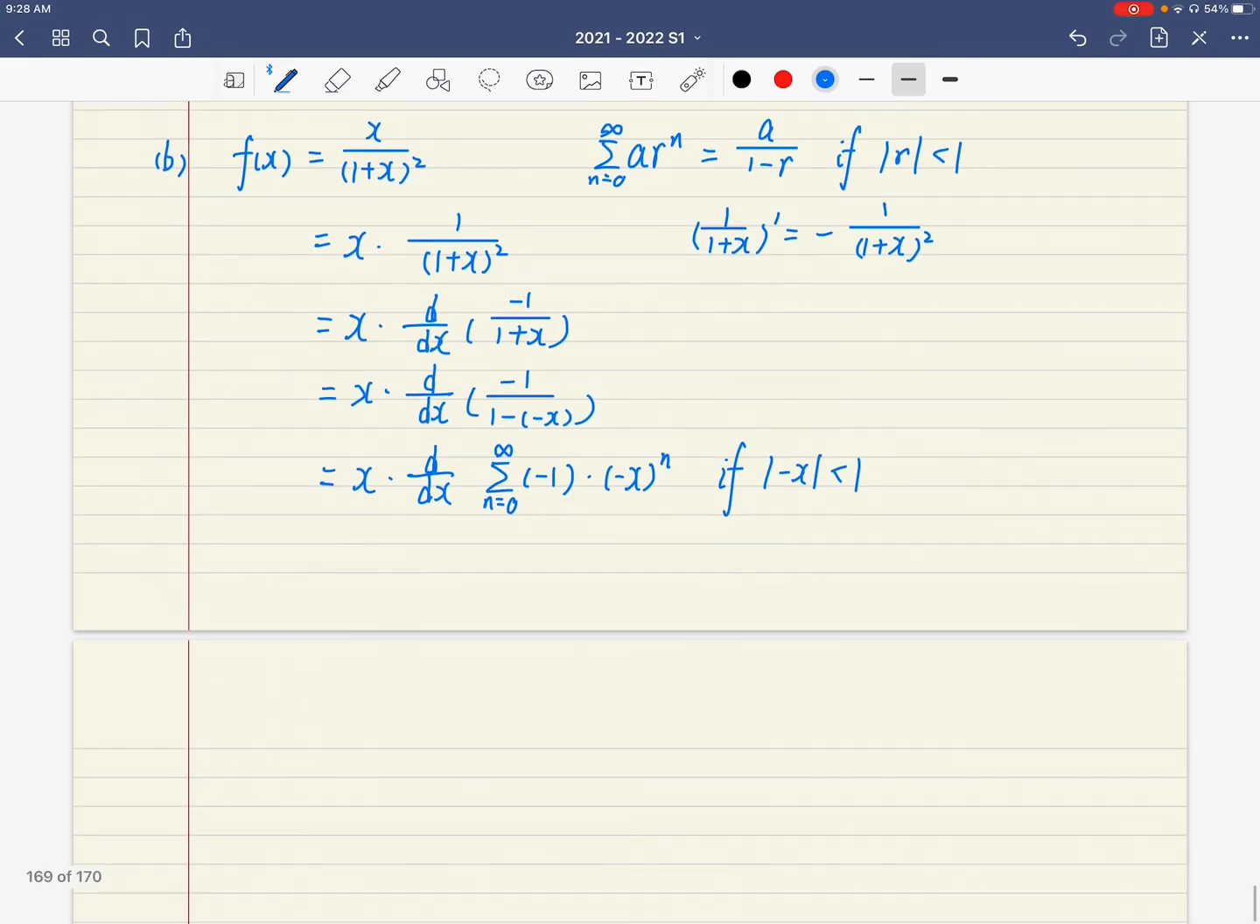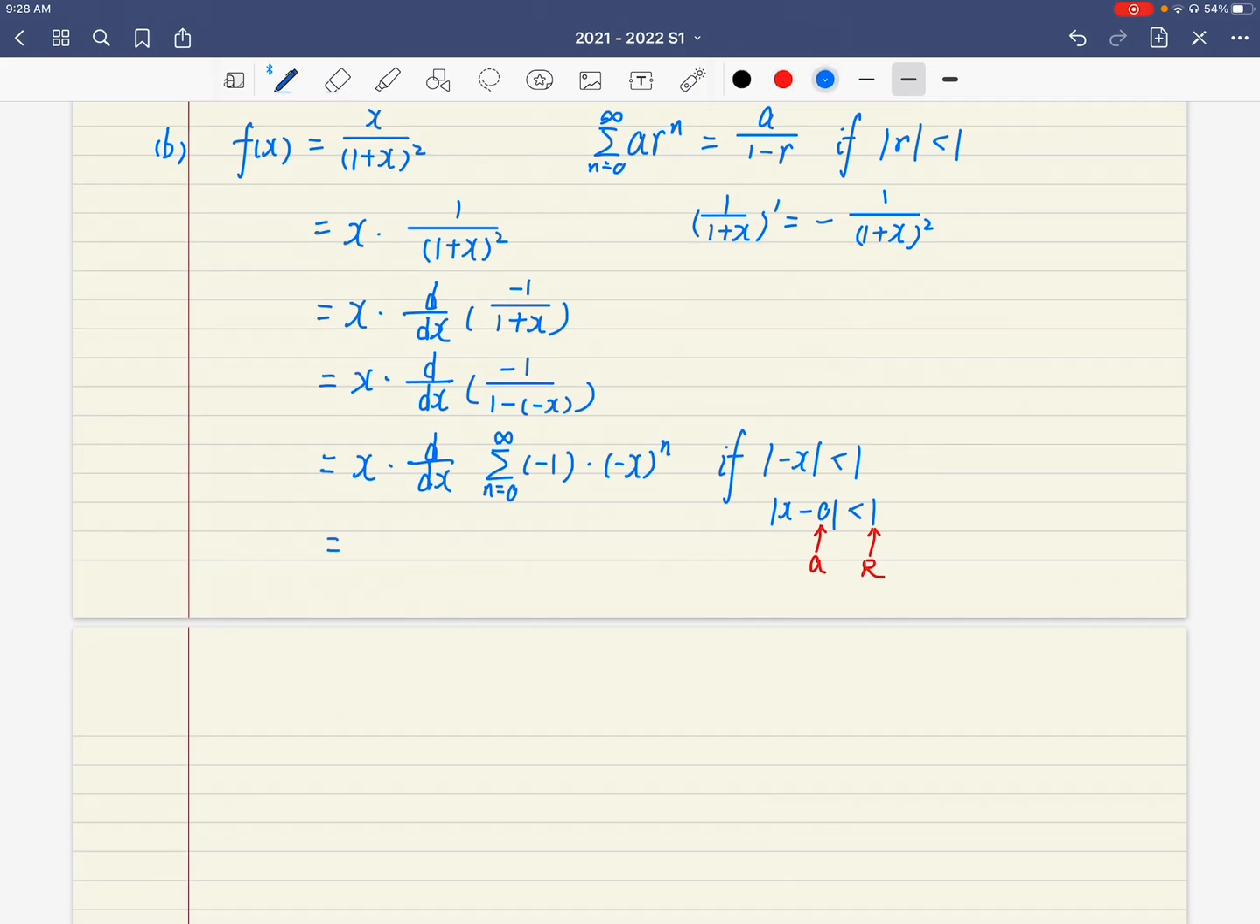And now, let's first write down the radius of convergence. Here it's very simple, so it's just the absolute value of x minus 0 is smaller than 1. So this is the center, a is 0, and the radius is 1. And all we need to do is to simplify this.